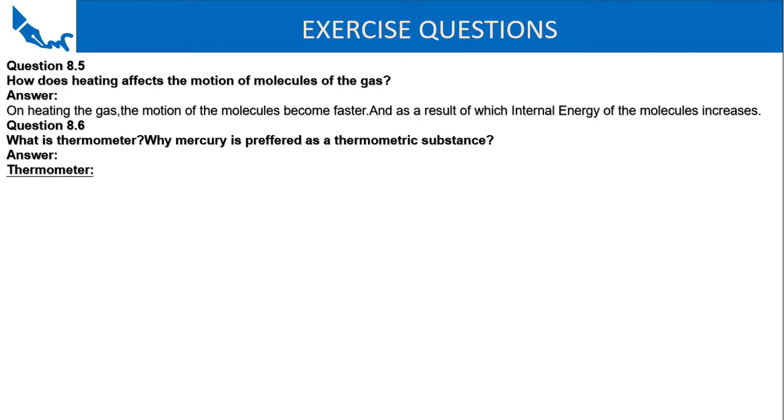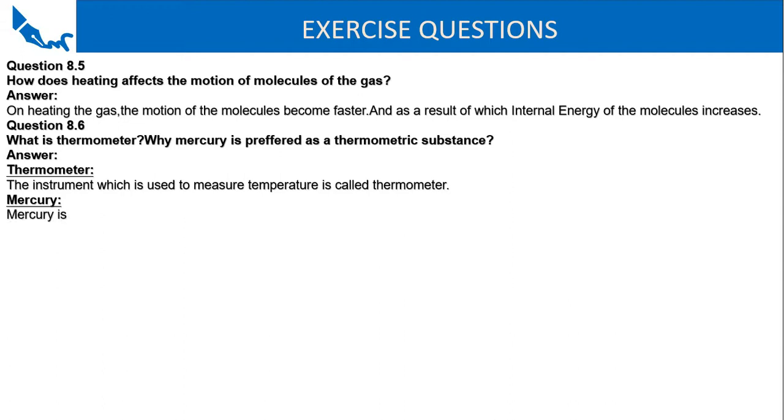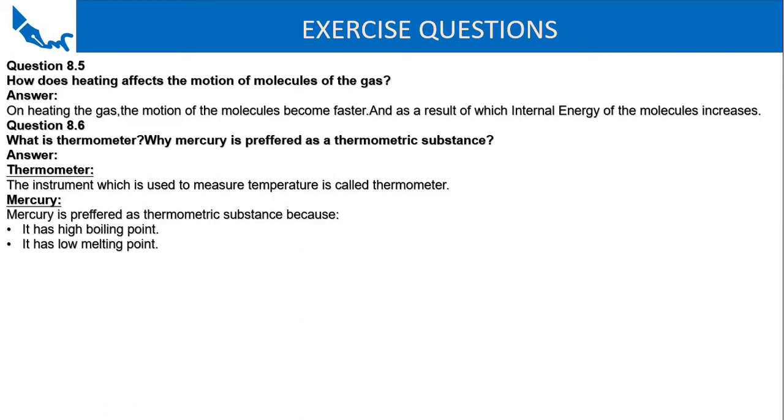Question 8.6, what is thermometer? Why mercury is preferred as a thermometric substance? Thermometer, the instrument which is used to measure temperature, is called thermometer. Mercury is preferred as thermometric substance because it has high boiling point, it has low melting point, it does not wet glass, it is a good conductor of heat, it has low heat capacity.